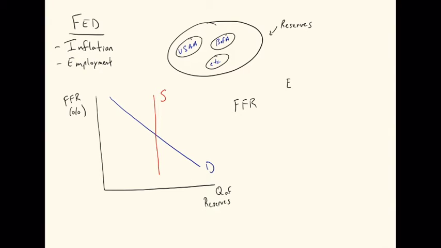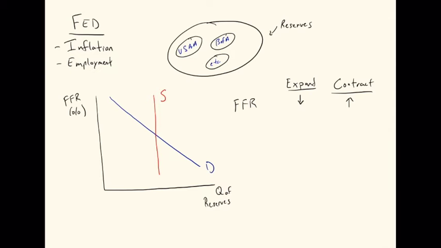Under expansionary monetary policy, the Fed would target a lower federal funds rate. Under contractionary monetary policy, the Federal Reserve would target a higher federal funds rate, thereby influencing banks to lend more or less as the situation dictates. The Fed exerts this influence through three main levers.